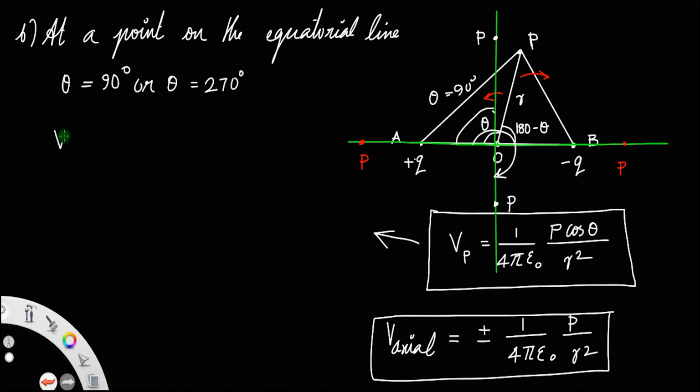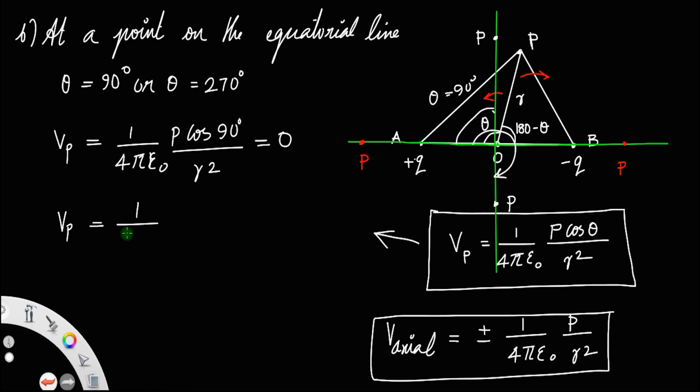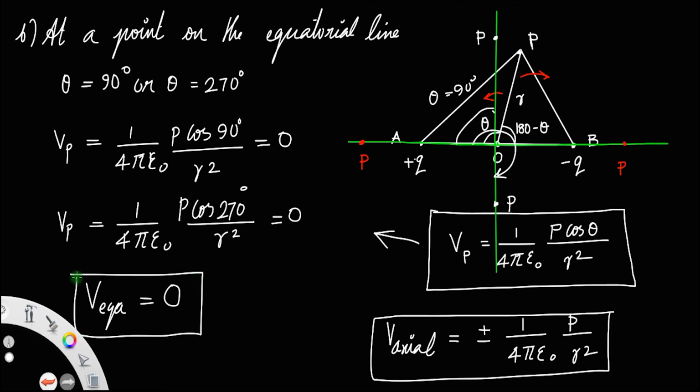In both the cases, Vp is equal to 1 by 4 pi epsilon 0 P cos 90 divided by r square, which is equal to 0, since cos 90 is equal to 0. So Vp is equal to 0. If it is 270 degree, that also is 1 by 4 pi epsilon 0 P cos 270 divided by r square. That also is 0. So V equatorial is equal to 0, which means there is no electric potential on the equatorial line. Clear?